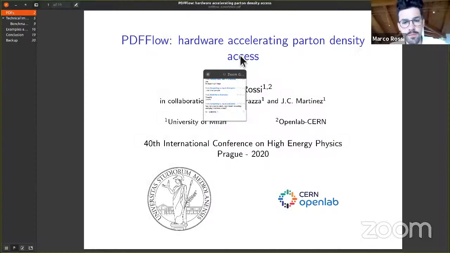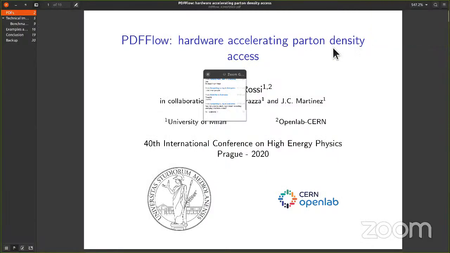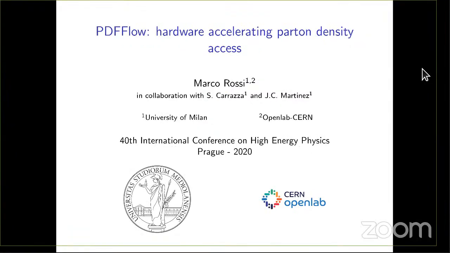Yes, can you see the screen? Yep. Okay, great. You want to put it full screen? Yeah, now it's good.